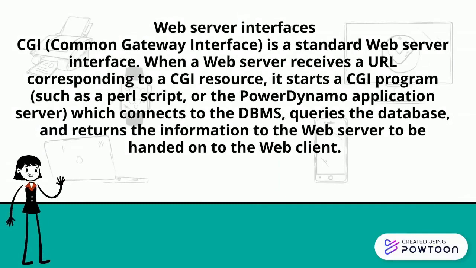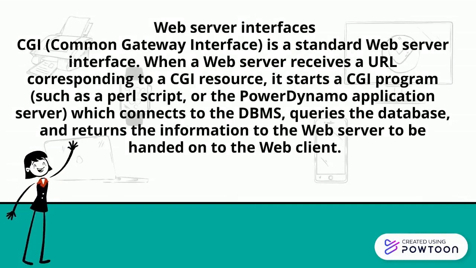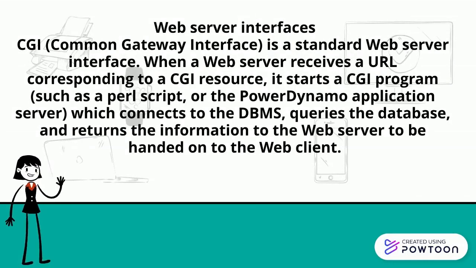Web server interfaces. CGI, Common Gateway Interface, is a standard web server interface. When a web server receives a URL corresponding to a CGI resource, it starts a CGI program, such as a Perl script, or the Power Dynamo application server, which connects to the DBMS, queries the database, and returns the information to the web server to be handed on to the web client.